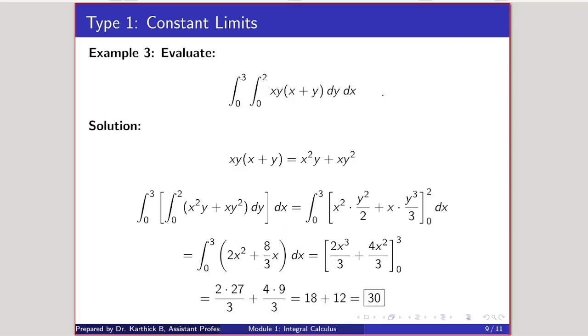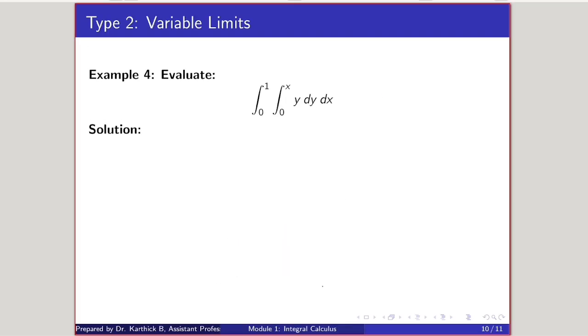And next, at last, we get the answer as 30. Next, we see type 2, variable limits. That means the limits will consist of variables. You just see the y, the limits vary from 0 to x. So the limit of y will be 0 to x. So y depends on x. Anyway, it is a variable.